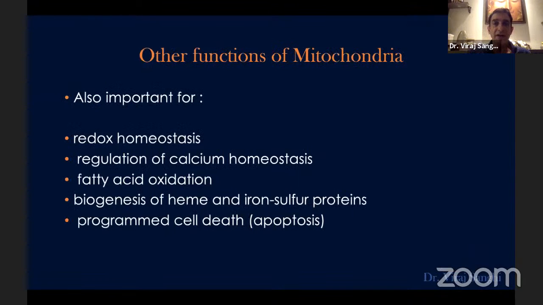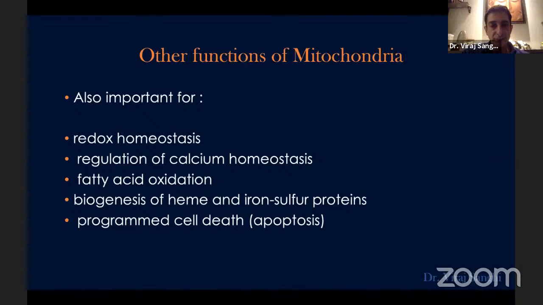Now, mitochondria are not only important for generation of ATP and the OXPHOS reaction, but also for redox homeostasis, calcium homeostasis, and fatty acid oxidation, which are very important metabolic processes. They're also important for the biogenesis of heme and iron sulfur proteins. In some disorders of heme and iron metabolism you may get secondary mitochondrial dysfunction, but that's for another day and another topic. These don't come under primary mitochondrial diseases.